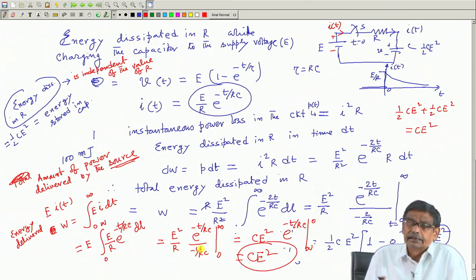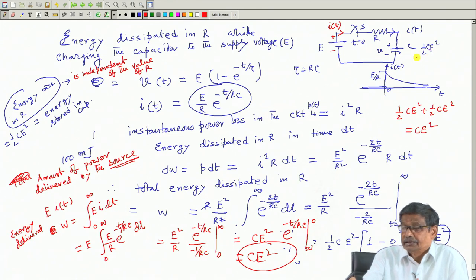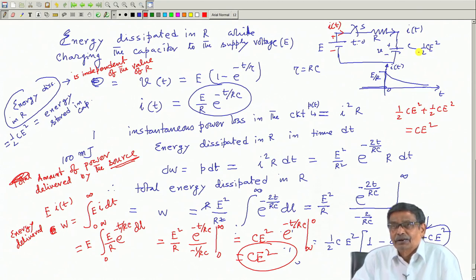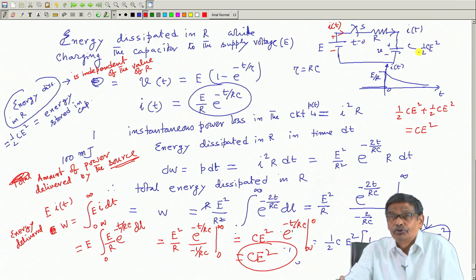Therefore, these are the interesting observations one must make: to charge a capacitor and store a certain amount of energy, x joule, you must be ready that your supply should supply 2x joule. And if you think that I will vary R and maybe the energy dissipated in R will be less, no, that amount of energy will be dissipated in R, independent of the value of R. Whatever final energy is stored, that amount has to be dissipated in R.